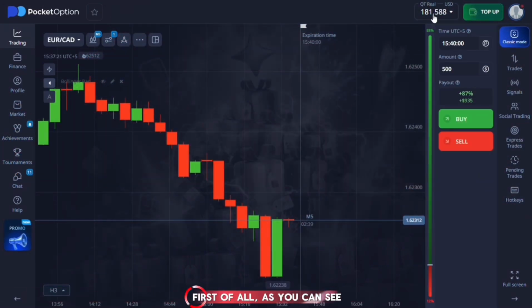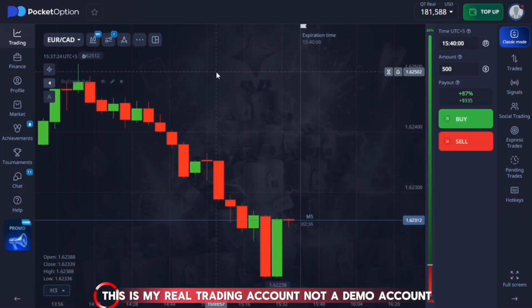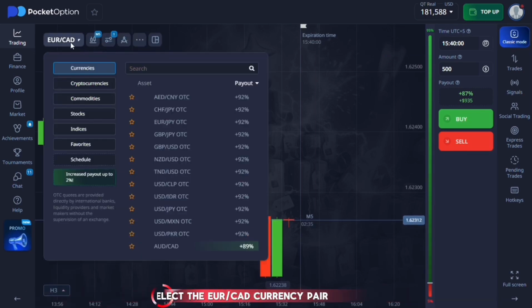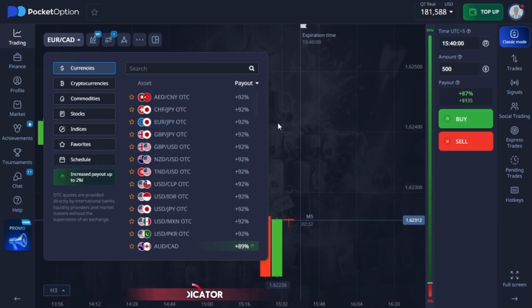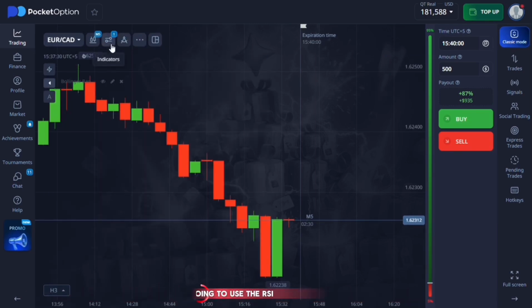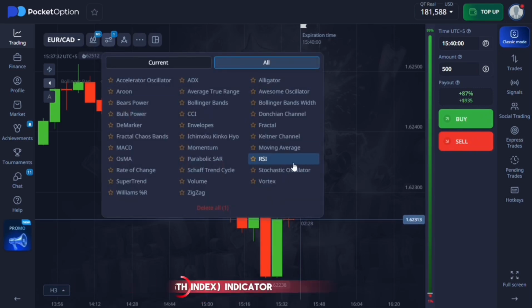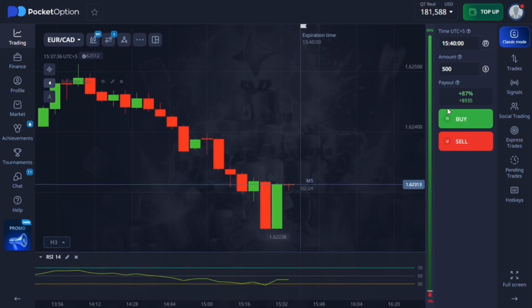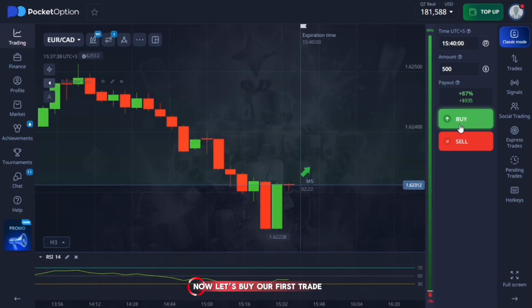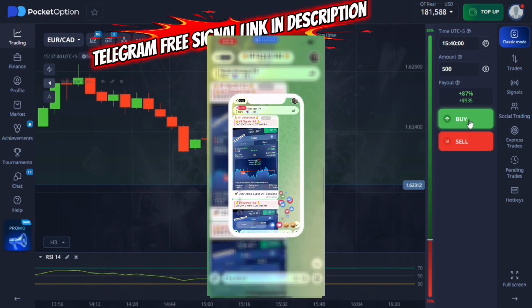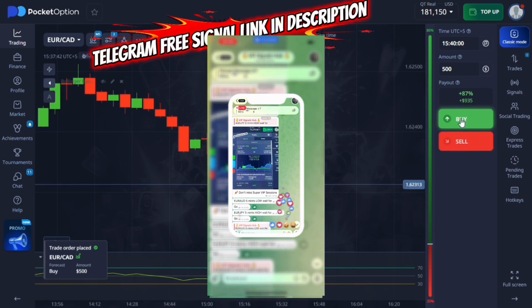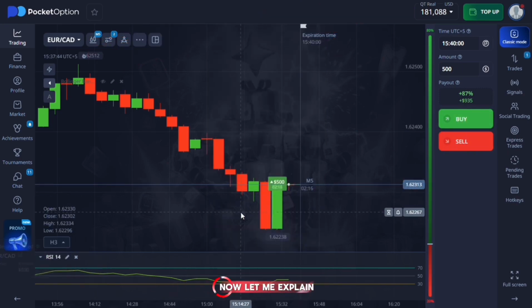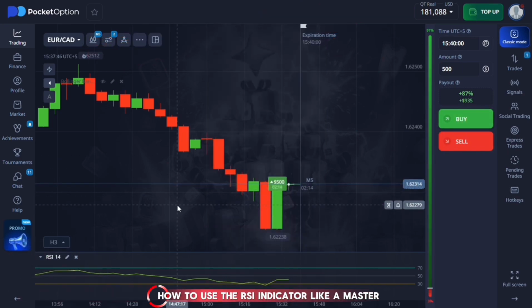First of all, as you can see, this is my real trading account, not a demo account. We'll select the EUR CAD currency pair. Now let's select our indicator. Today we're going to use the RSI, Relative Strength Index indicator. Now let's buy our first trade. Now let me explain how to use the RSI indicator like a master.